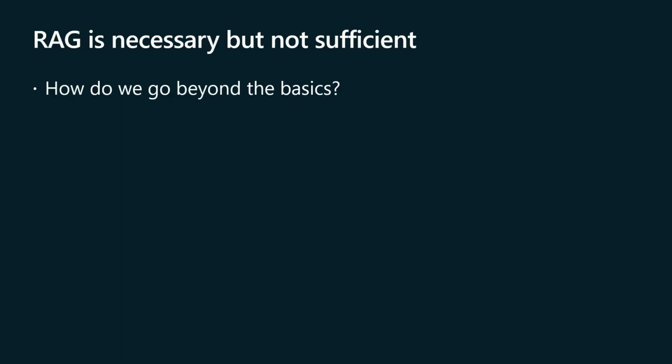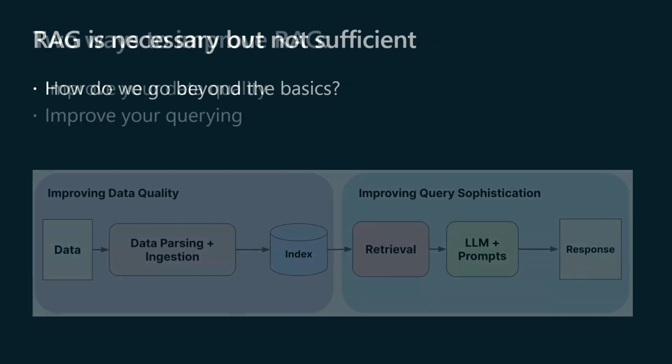But that isn't to say that naive RAG is useless. In fact, it's extremely useful. It is necessary, but not sufficient. Lots of tasks require semantic search, but lots of tasks require more than that. So how do we go beyond the limits of RAG to fully utilize the power of LLMs?